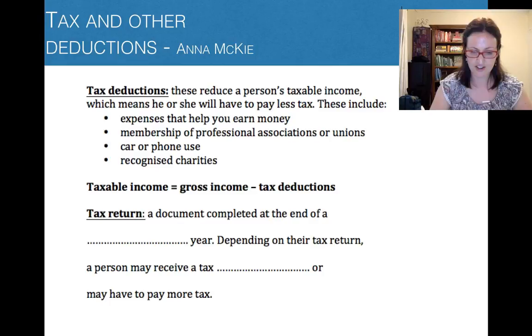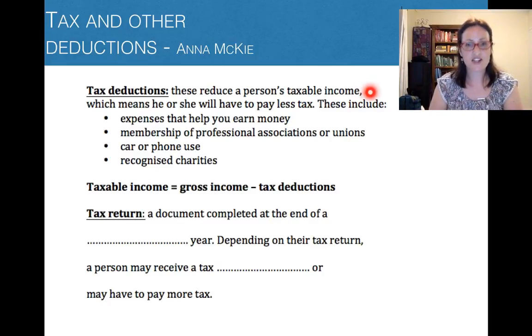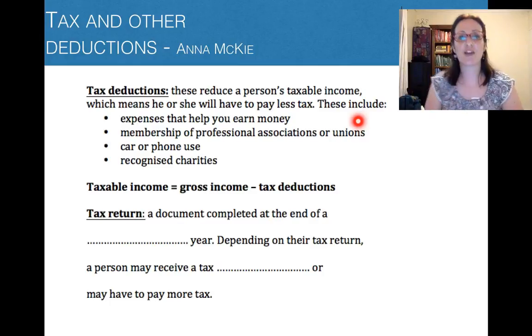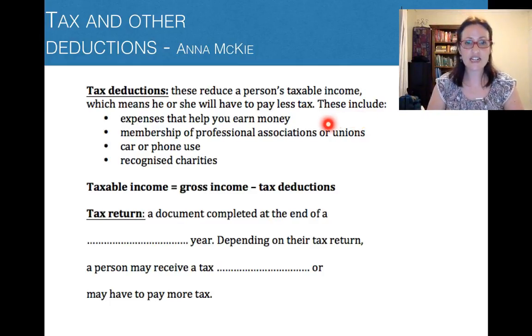So, concept of deductions here. These reduce a person's taxable income, which means he or she will have to pay less tax. They include expenses that help you earn money. So for example, if you ran a lawn mowing business, every time you would have to buy a new lawn mower, you could claim that on tax, which is called a deduction. Membership of professional associations or unions, car or phone use if it's for your work, and donations to recognised charities. So to work out your taxable income, you take your gross income and subtract off any allowable tax deductions.